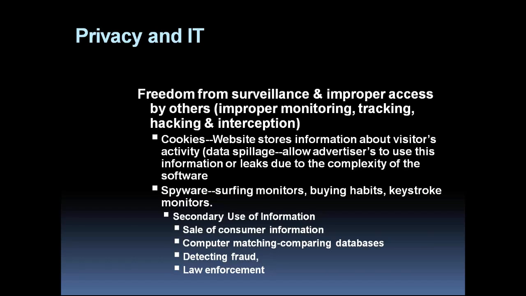Let's take a bit of a deeper look at freedom from surveillance and improper access by others. The way cookies are set up typically is as follows. Websites store information about a visitor's activity. We go on Yahoo's website, and first we check out our mail, and then after we visit Yahoo, we go to Amazon. After we go to Amazon, we go to eBay. Yahoo's tracking that. A small little file that follows the activity. Maybe the same with Amazon.